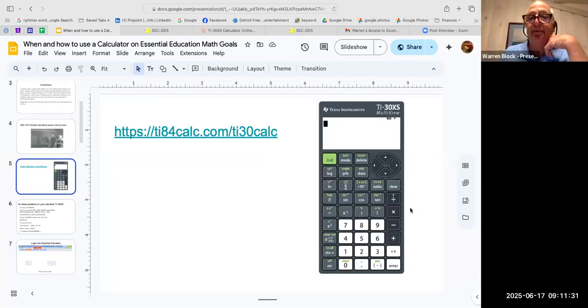Does everybody have a computer or a calculator, either on their phone, on the computer, or on a screen, that you can use at this time?